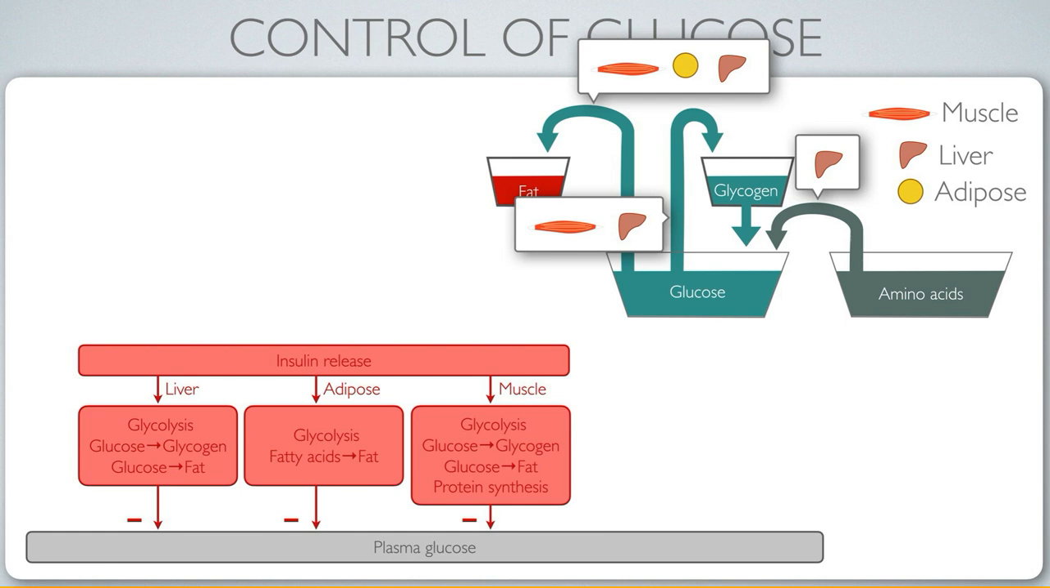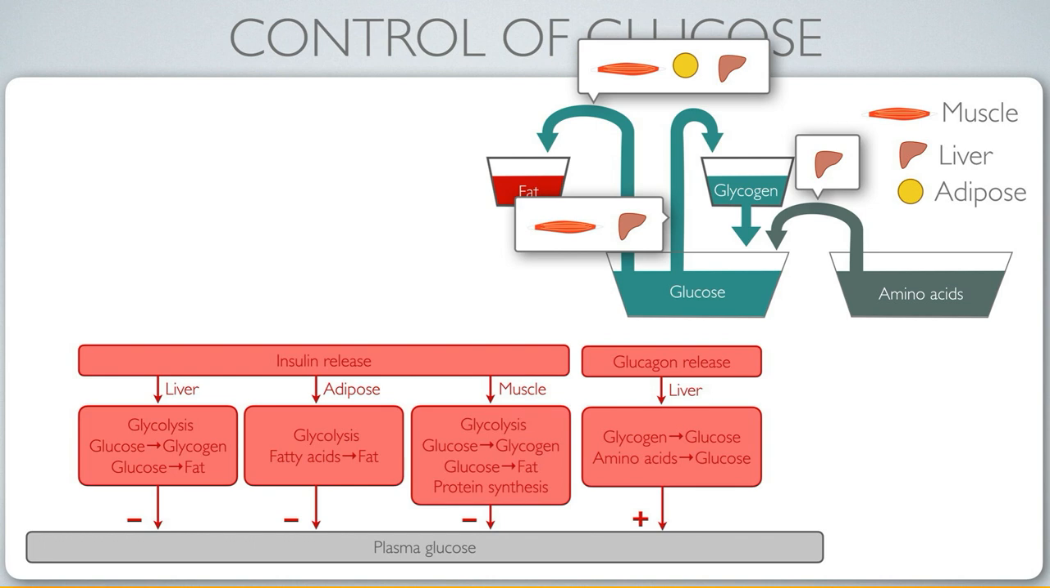Glucagon, on the other hand, acts primarily on the liver. And it's there that glycogen is converted into glucose, made available into the bloodstream, and amino acids are also converted into glucose as well. So both of those contribute to the plasma glucose concentration.